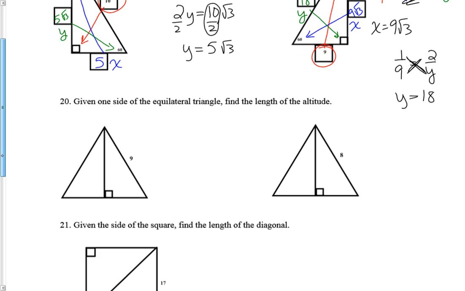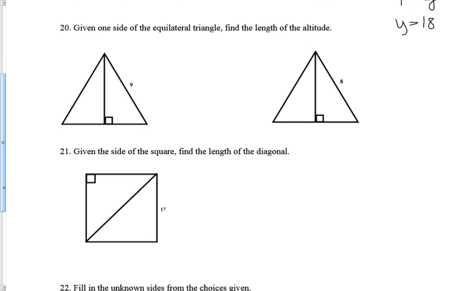Number 20. For number 20, I don't know what I have going on. So let's read what we have. Given one side, that must be that, of the equilateral triangle. Equilateral triangle means all the sides are equal. This whole side is also 9. Find the length of the altitude.